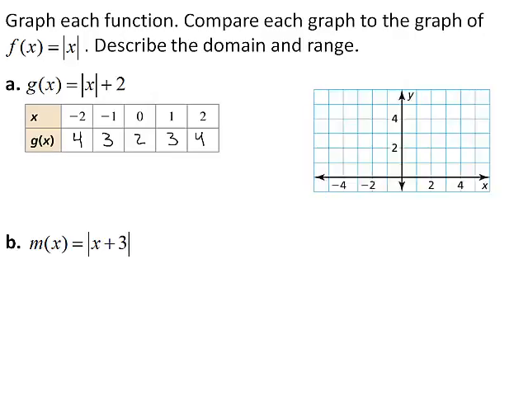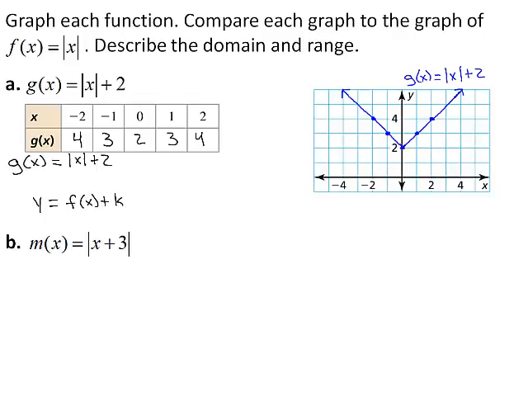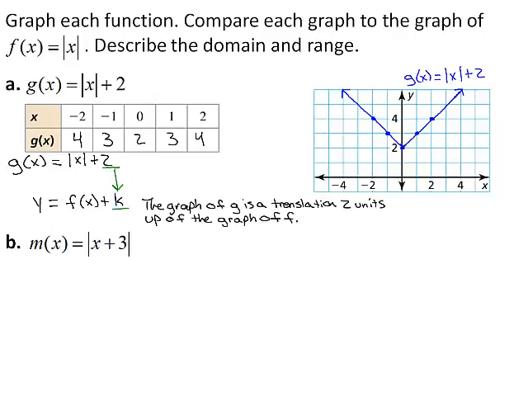To graph g, you want to plot the ordered pairs (negative 2, 4), (negative 1, 3), (0, 2), (1, 3), and (2, 4). Then draw the V-shaped graph through the points. The function g of x equals the absolute value of x plus 2 is of the form y equals f of x plus k, where k equals 2. Because k is greater than 0, the graph of g is a translation 2 units up of the graph of f.